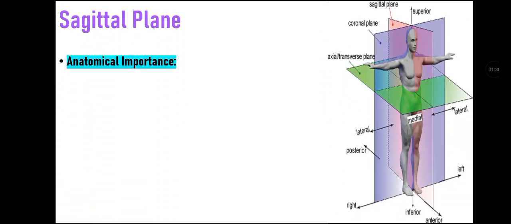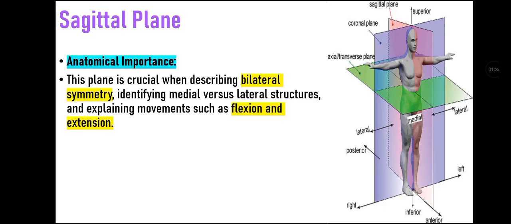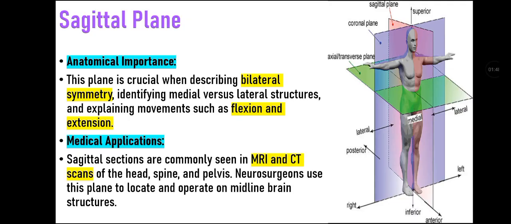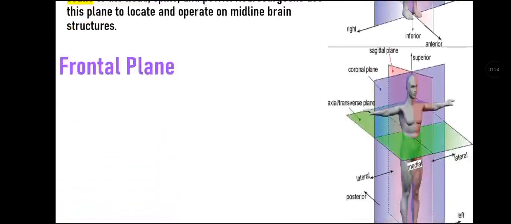Further talking about sagittal plane, let's talk about the anatomical importance of sagittal plane. This plane is crucial when describing bilateral symmetry, identifying medial versus lateral structures, and explaining movements such as flexion and extension. Now let's talk about medical applications. Sagittal sections are commonly seen in MRI and CT scans of the head, spine, and pelvis. Neurosurgeons use this plane to locate and operate on midline brain structures.